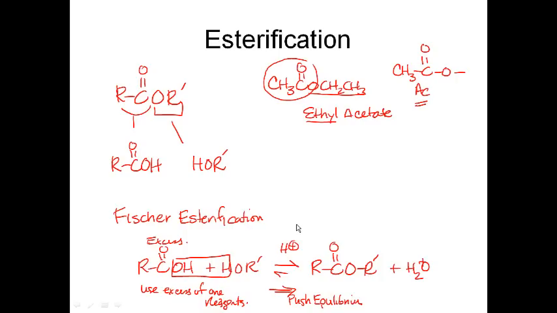Esterification occurs when you take an alcohol and react it with a carboxylic acid with an acid catalyst. That's Fischer esterification. This is an equilibrium reaction with the disadvantage that you have to push the equilibrium towards the formation of the products, which means you have to use an excess of one of the reagents, typically the carboxylic acid.